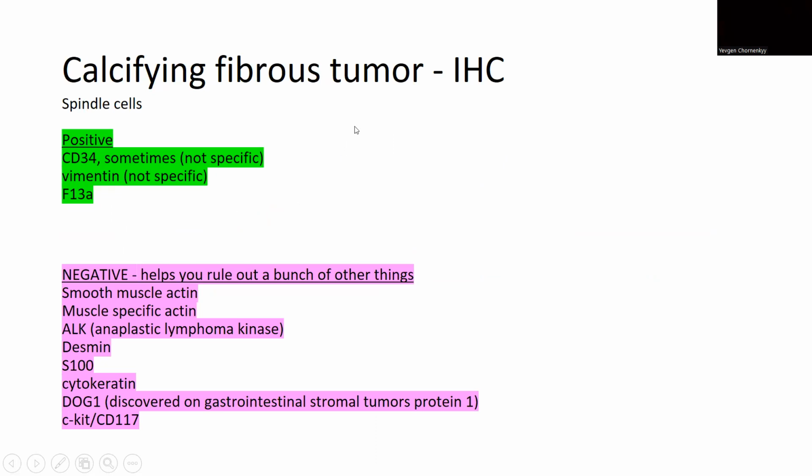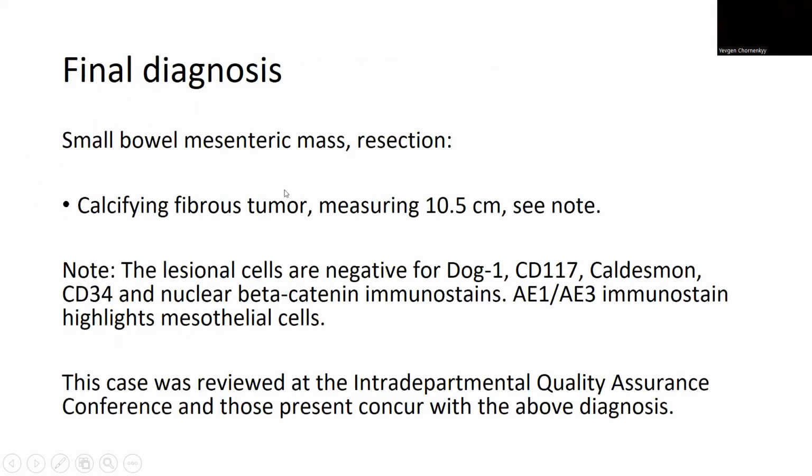The stains you would normally do for this are CD34, but a lot of things stain with CD34, so it's not super specific. Vimentin, again, is not specific. And factor XIIIa, we didn't do this. I think when we signed out this case, we just ruled out most of these, and then we showed it around the department, and everybody seemed to agree that it's probably a calcifying fibrous tumor.